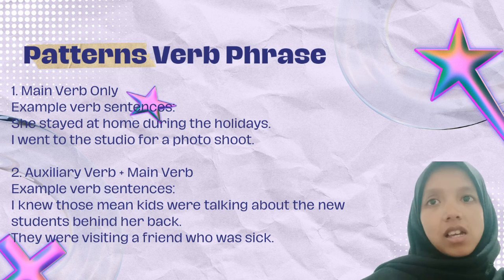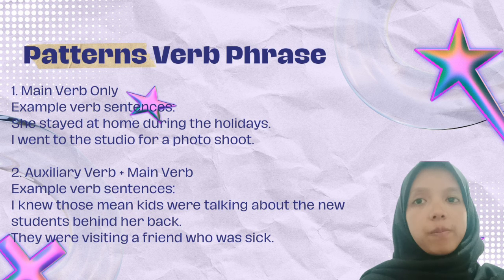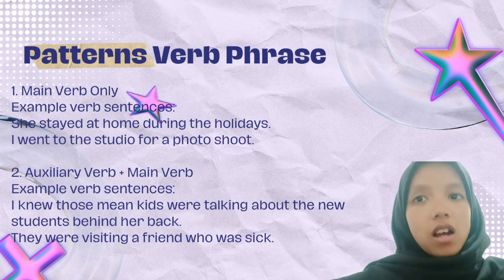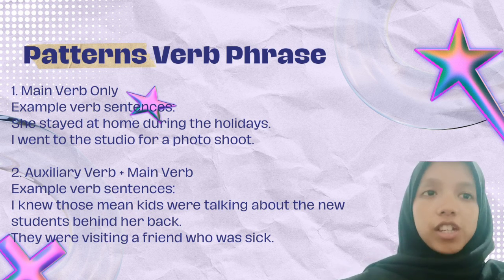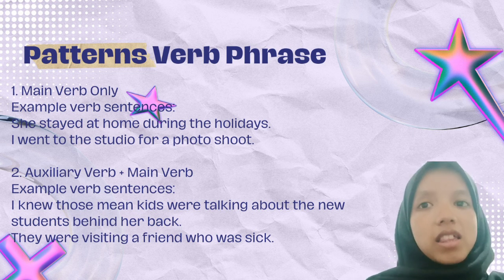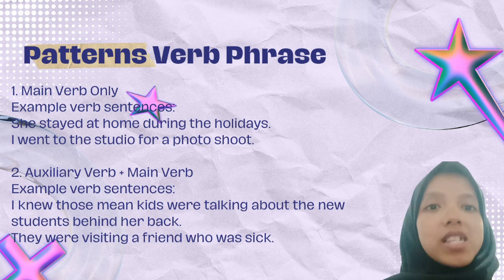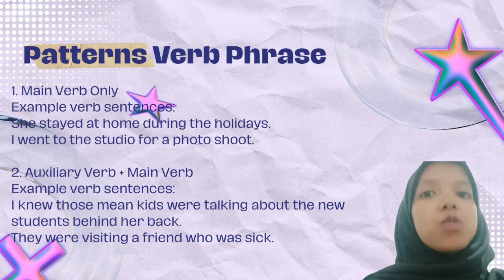Then the next is auxiliary verb and main verb. Example, I knew those mean kids were talking about the new student behind her back. Okay, the verb is were. Then, they were visiting a friend who was sick. The auxiliary verb is were and the main verb is visiting.